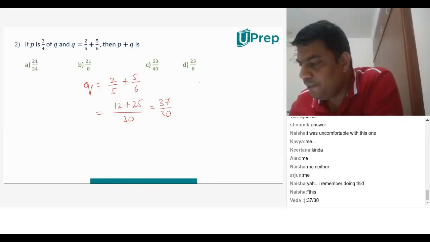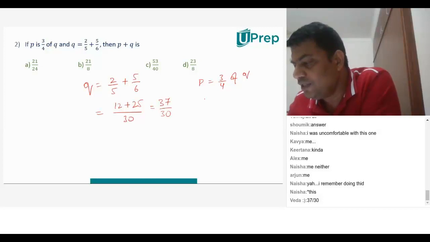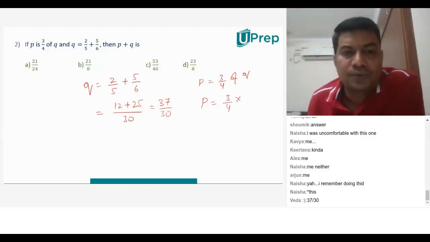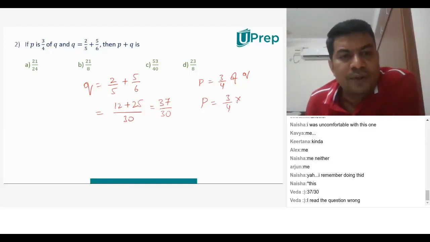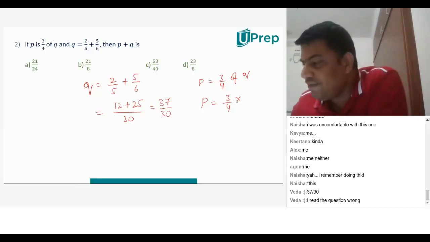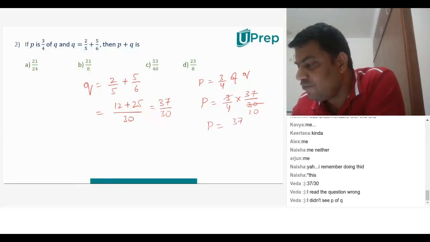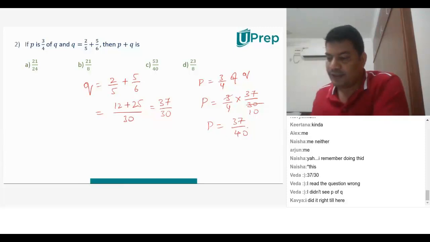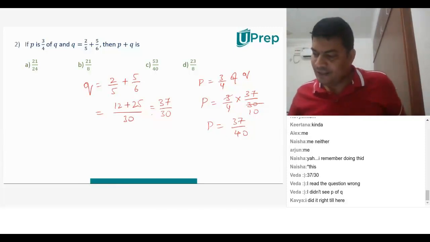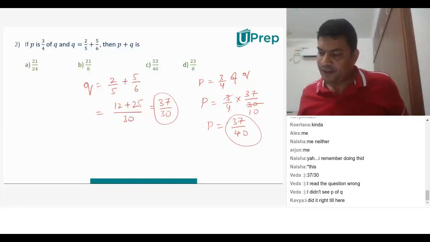And P is 3/4 of Q. How do you calculate P? P is nothing but 3/4 of Q. Of means multiplication. So 3 by 4 of Q. What is Q? Q is 37 by 30. So if you do that, the 3 and 30 can be cancelled. 3 ones are 3, 3 tens are 30, so P becomes 37 by 40. Correct. So you have 37 by 30 and you have 37 by 40.